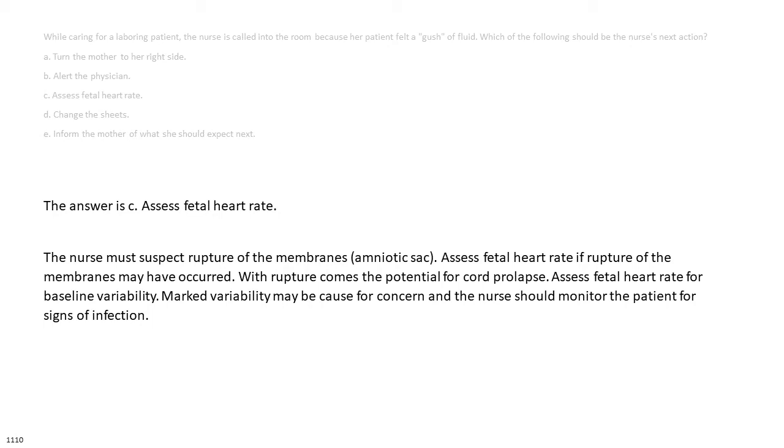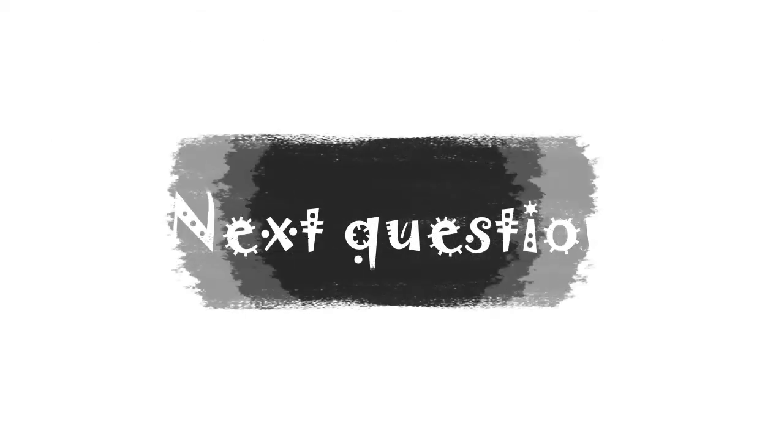The answer is C. Assess fetal heart rate. The nurse must suspect rupture of the membranes, the amniotic sac. Assess fetal heart rate if rupture of the membranes may have occurred. With rupture comes the potential for cord prolapse. Assess fetal heart rate for baseline variability. Marked variability may be cause for concern and the nurse should monitor the patient for signs of infection.